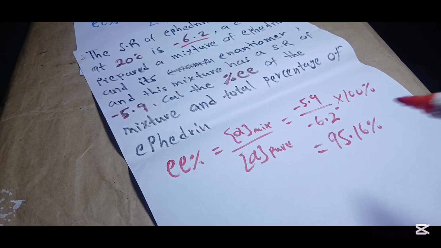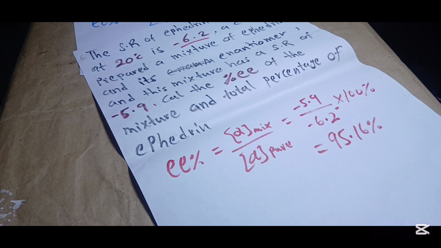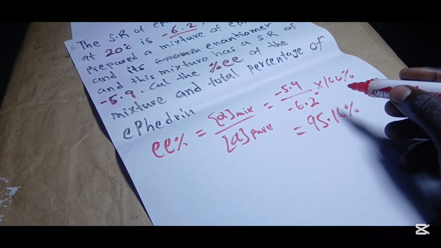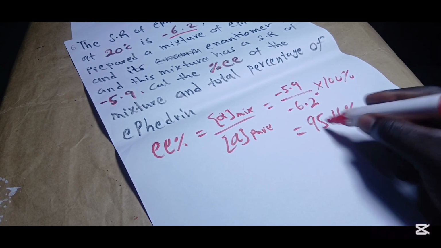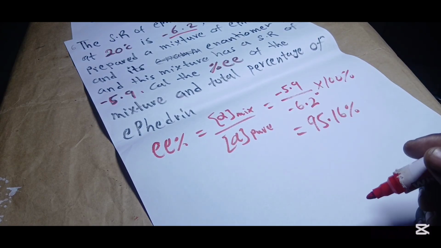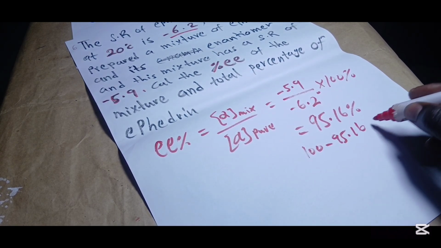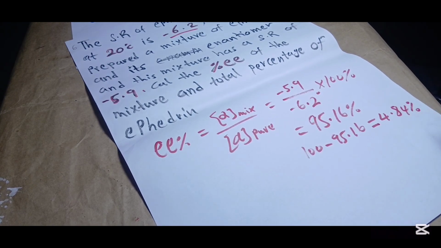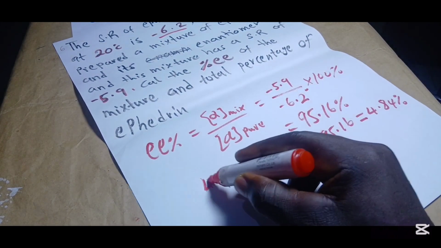Why? The question says that we should calculate the total percentage of ephedrine. This is not the total percentage of ephedrine. If the solution should contain only ephedrine, then it should be 100%. But since this is not the total, it means something is happening. Some of the ephedrine has formed a racemic mixture with its enantiomer. So let's find the difference. 100 minus 95.16 gives us 4.84%.